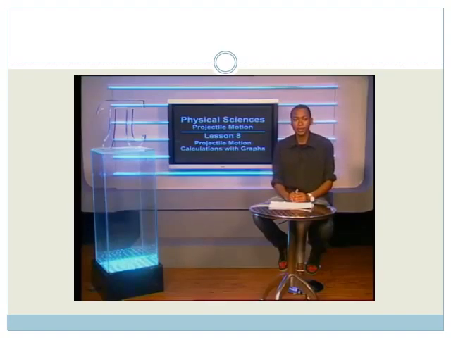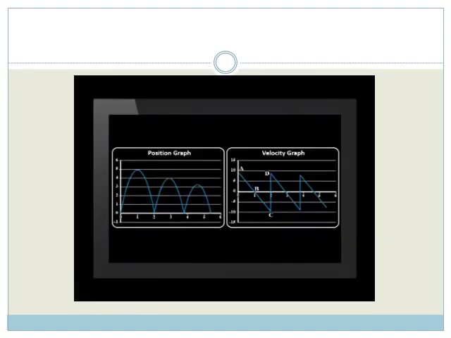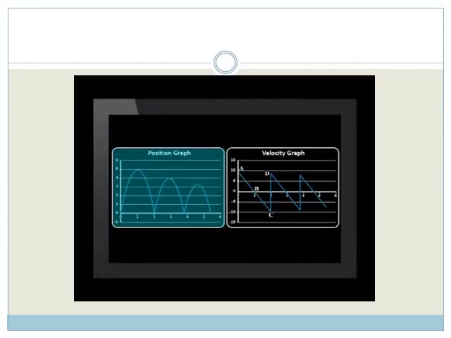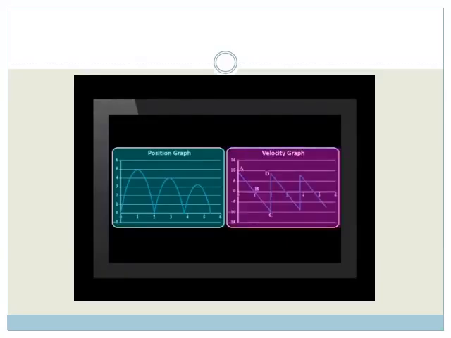Hello, Grade 12s. In this lesson, we will look at some questions related to two graphs of motion. These graphs are simplified to make things easier for us to see patterns. For example, the acceleration due to gravity is taken as 10 rather than 9.8 meters per second squared. This is a position time graph and this is a velocity time graph. They are for the same motion.